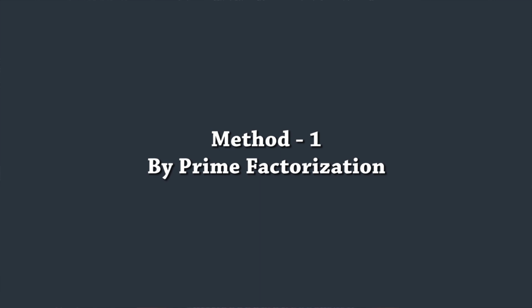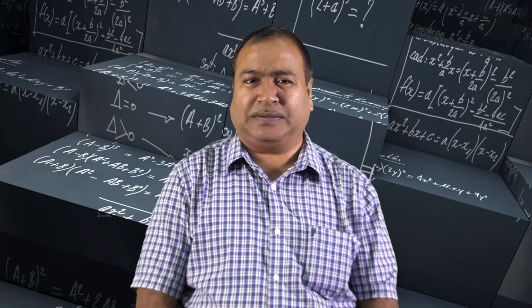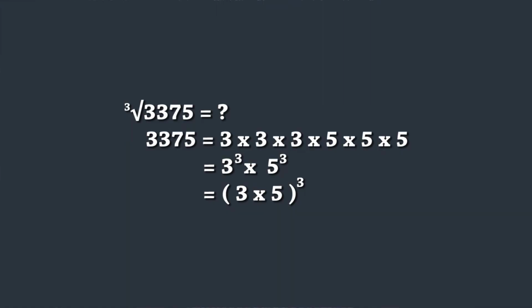Method 1. Through prime factorization method. Let us take an example. Consider a number 3375. Its prime factors are given as follows. 3375 is equal to 3 into 3 into 3 into 5 into 5 into 5. That is equal to 3 cube into 5 cube. That is equal to 3 into 5 whole cube.